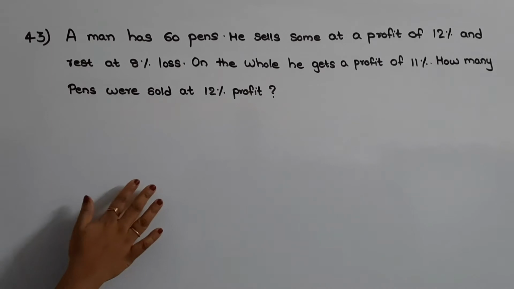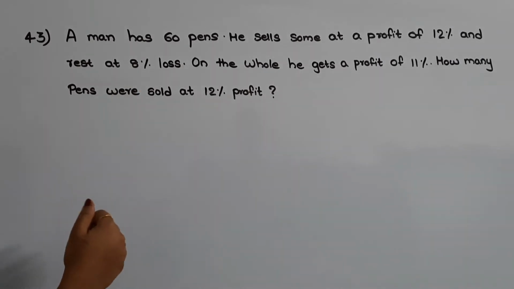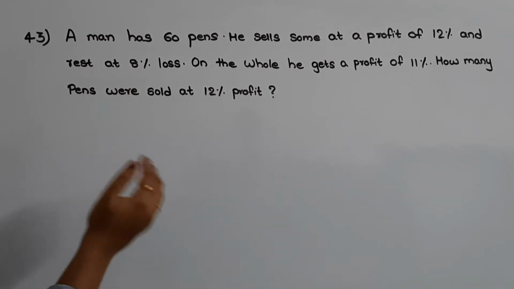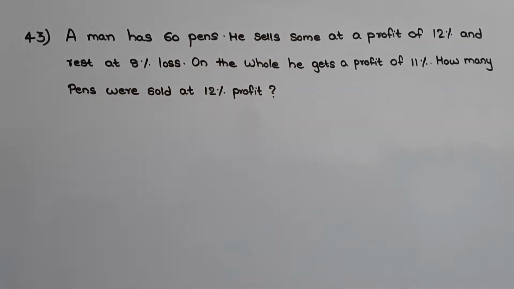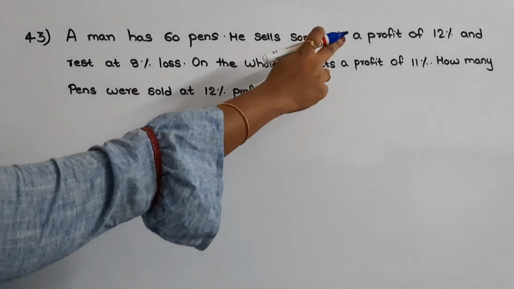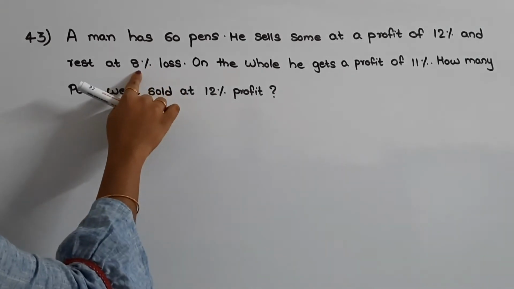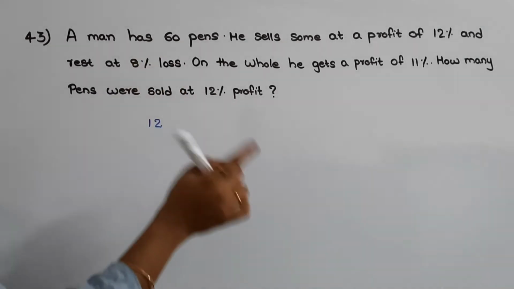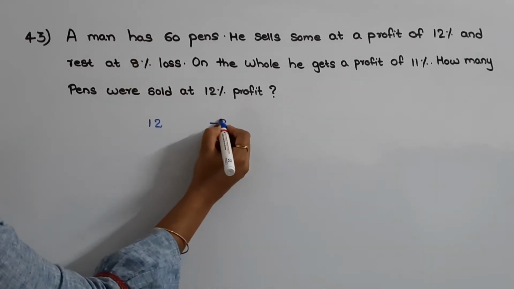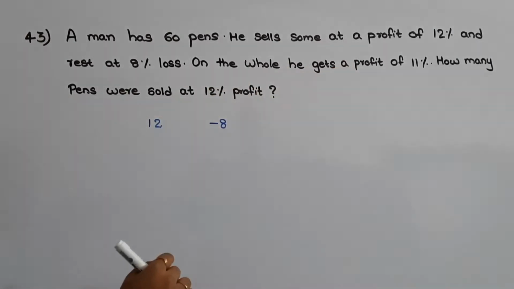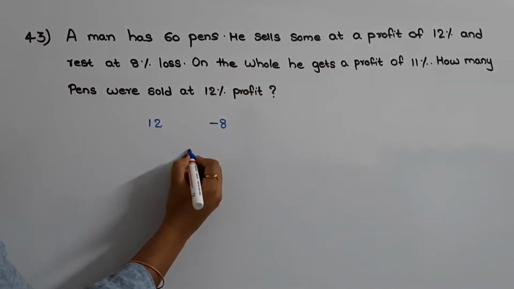So this question is similar to the previous question. So here also we are doing the alligation method. So we are doing it with the profit and loss percentage. In the first case the profit is 12%, so that we need to write here. In the second case it is loss and that loss percentage is 8. So here we need to write minus 8. As a whole he got a profit of 11%. So that we need to write here in the middle.